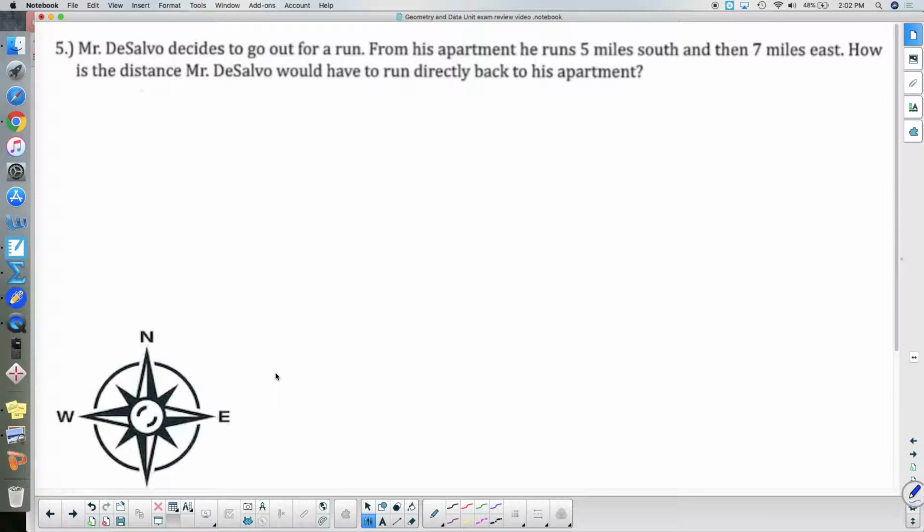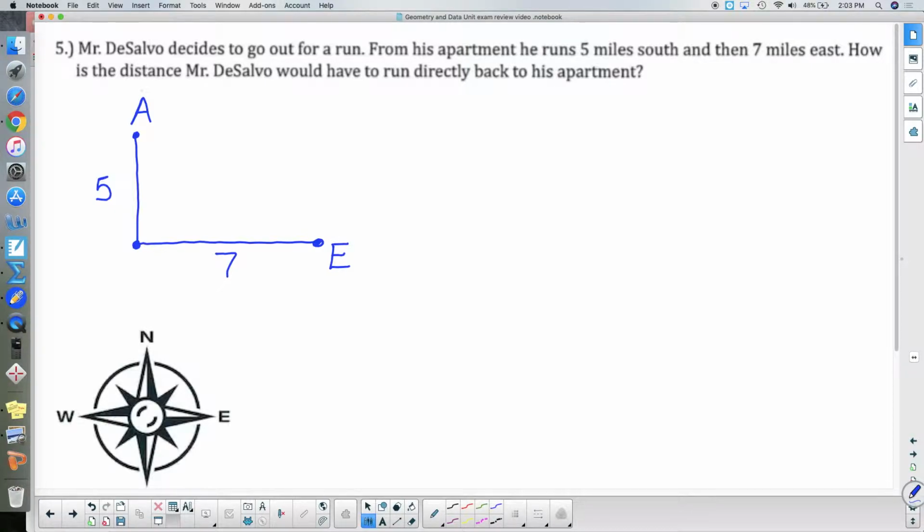From his apartment, he runs 5 miles south. So our suggestion was always that you label things. There's his apartment, and from there he runs 5 miles south. So we've always considered that below things. So 5 miles to the south. And then 7 miles to the east, and east, according to our compass rose, would be that way. And then he stops. So this is where he ends.